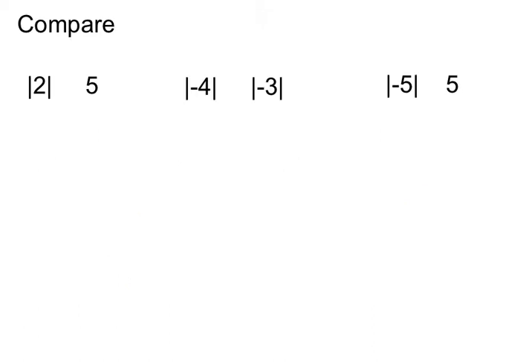Okay, when you compare these, you'll want to evaluate them first. So the absolute value of 2 is 2. 2 compared to 5. Well, 2 is less than 5. Okay, next example. Absolute value of negative 4 is 4. Absolute value of negative 3 is 3. 4 is greater than 3. Okay, next example. The absolute value of negative 5 is 5. And when we compare that to 5, we find out that they are equal. So the absolute value of negative 5 is equal to 5.